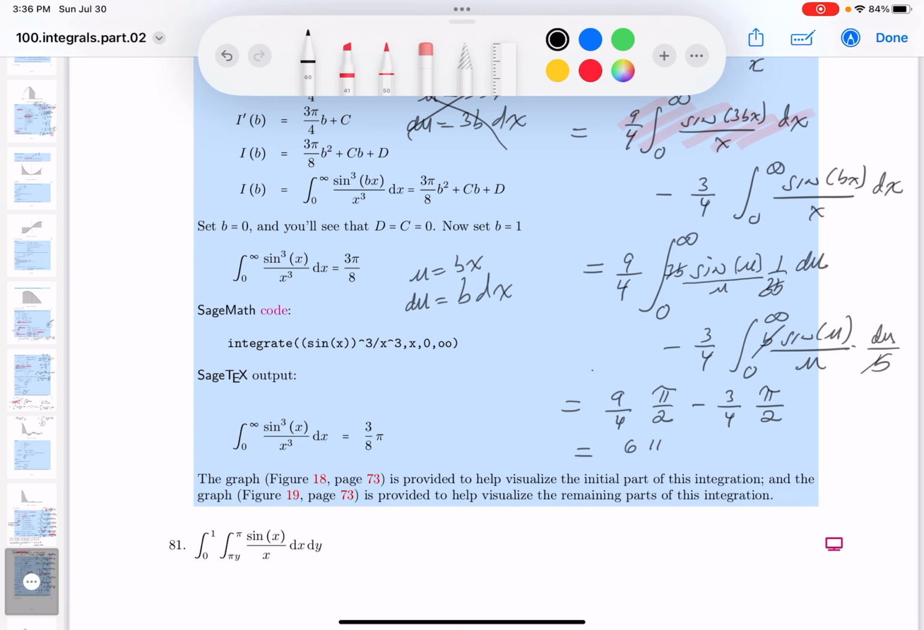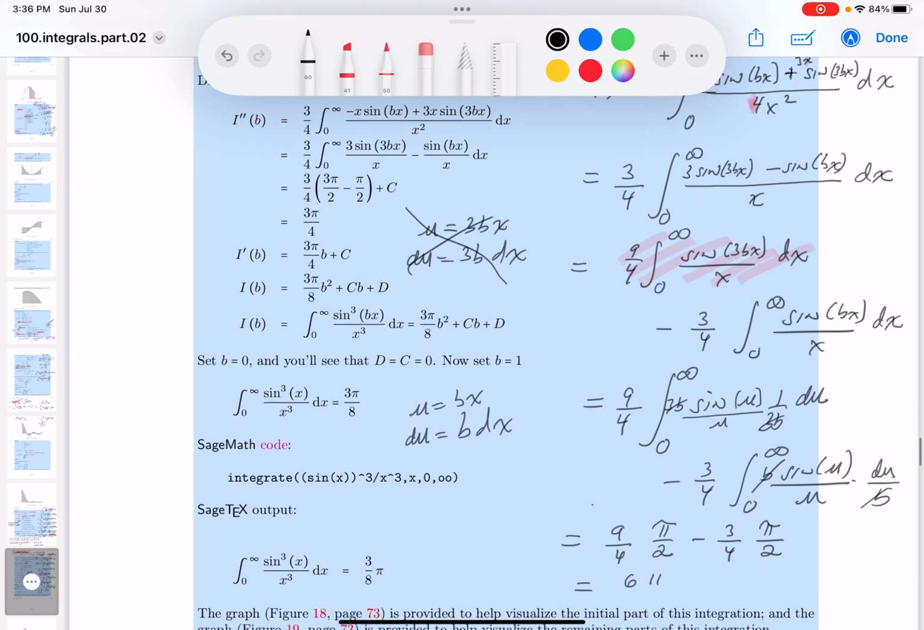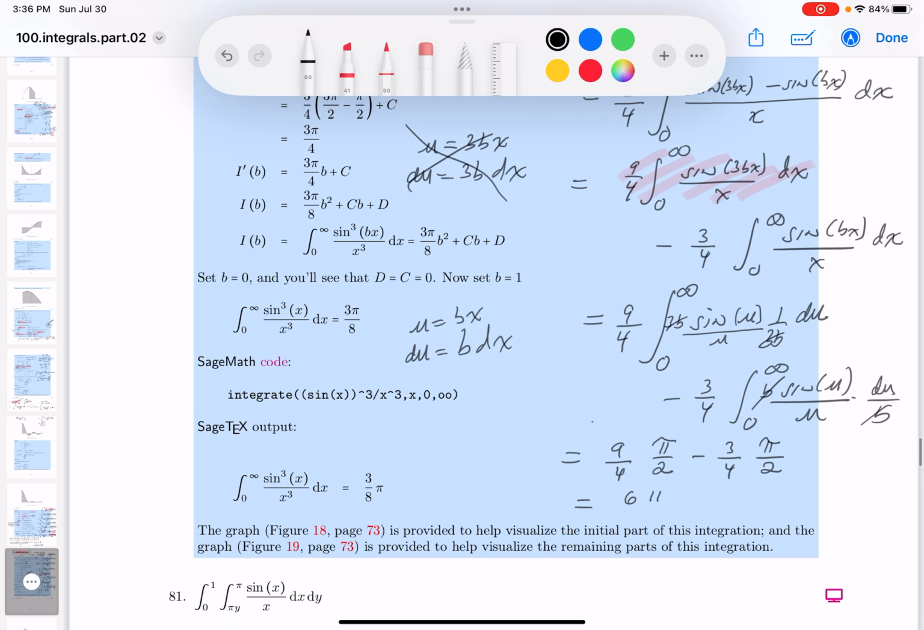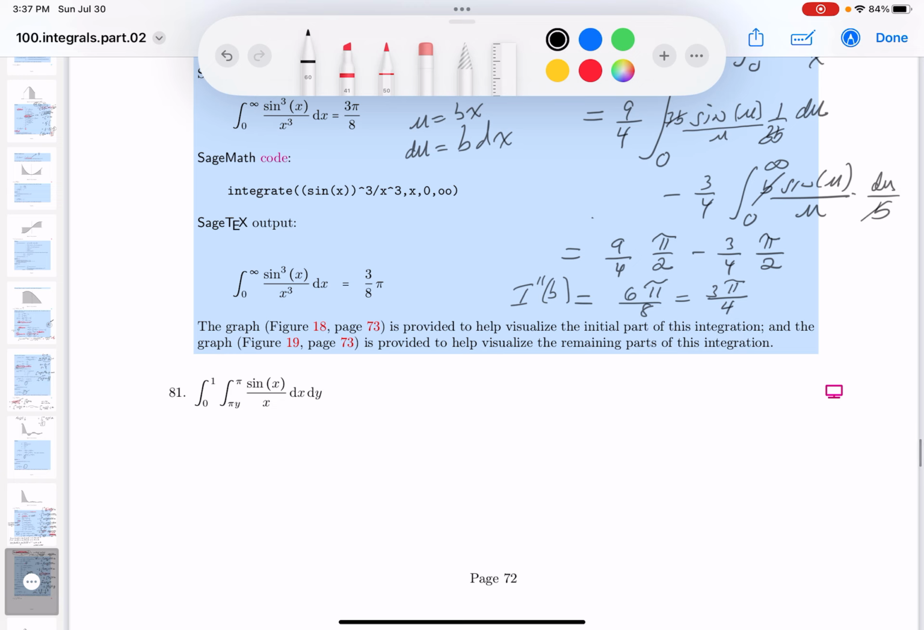I think I made a mistake somewhere. Let me see, 6 pi over 8, and this is I double prime of B. I'm going to say that's, I get to reduce it, 3 pi over 4. All right, I hope I didn't make a mistake with the number, but now what I got to do is I got to work back, and this is always a tough thing for me.